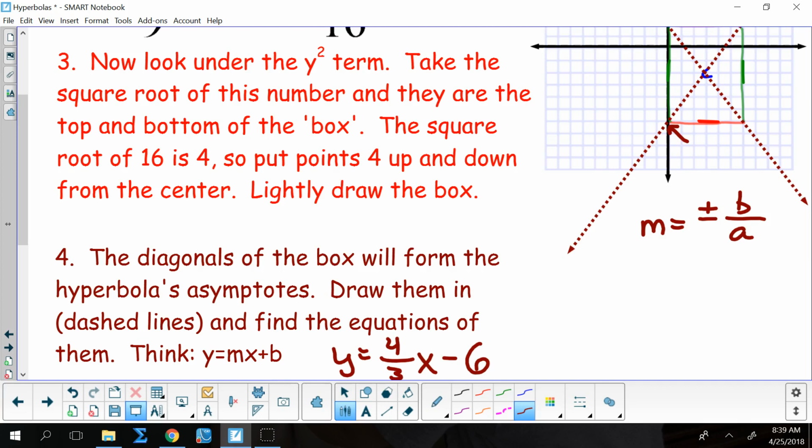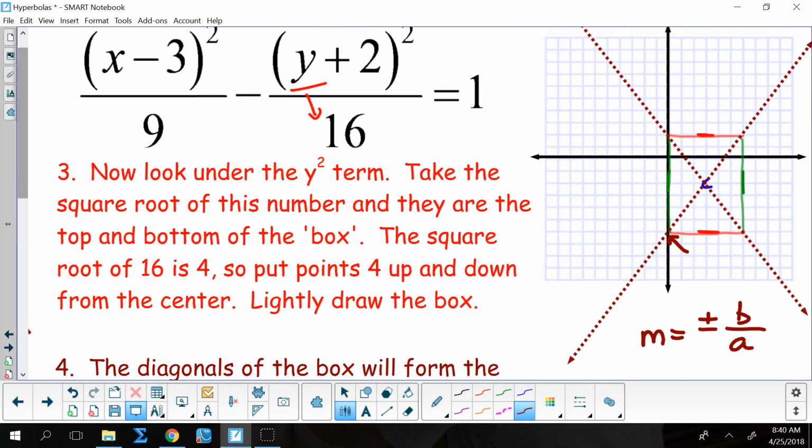The other one is y equals negative 4/3 x. And this one has a y-intercept right there of positive 2.